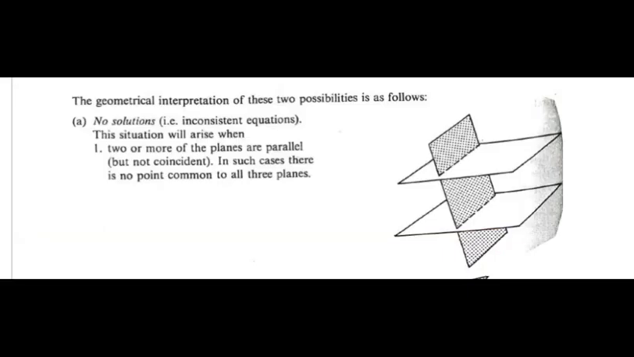Okay, in this one, this is just going through these again. First one was no solutions. So again, you've got your plane 1, you've got your plane 2, and you've got your plane 3 going between them. So you haven't got any common points at all.